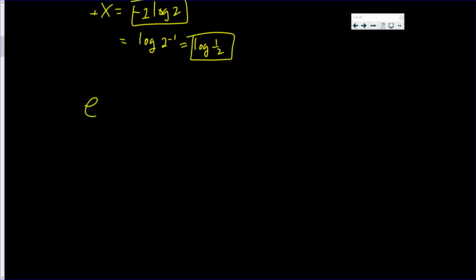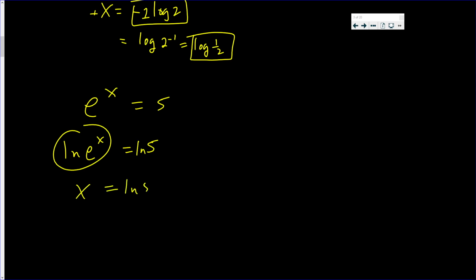If you have e to the x is 5, if you take ln of both sides, well then this is just x. x is ln of 5. And that problem is quickly done.